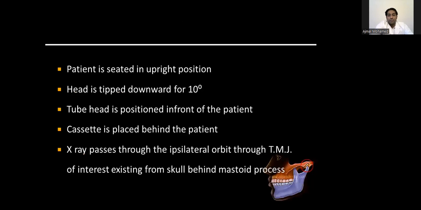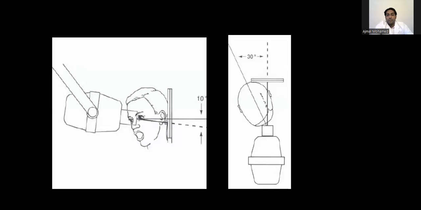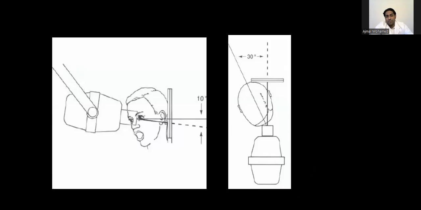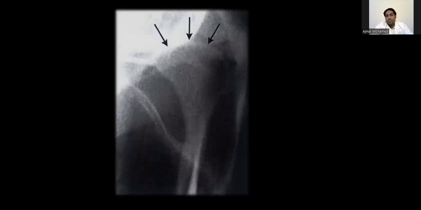So here the patient is supposed to sit in an upright position. This is the image. The patient is asked to sit in an upright position. Mouth opening technique is done in order to avoid superimposition. The X-ray tube which produces the X-rays is kept in front of the patient, and the cassette is kept behind the patient, and the X-ray passes through the orbit to the TMJ, exiting the skull behind the coronoid process. And the image which is obtained by the transorbital view is this.